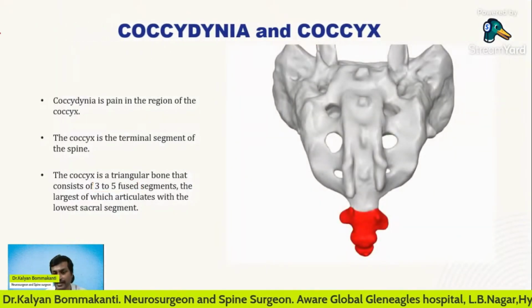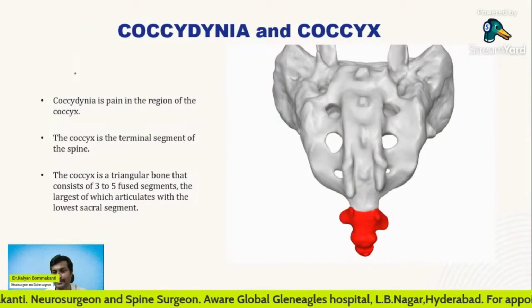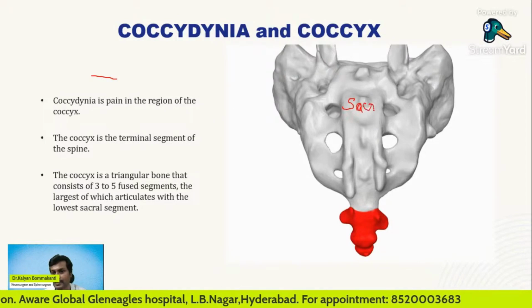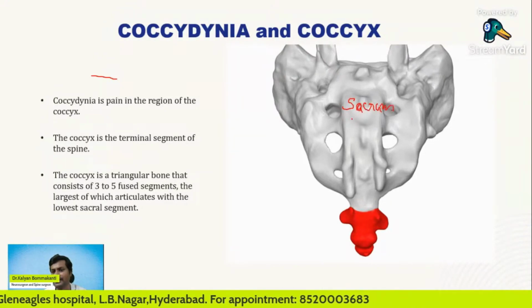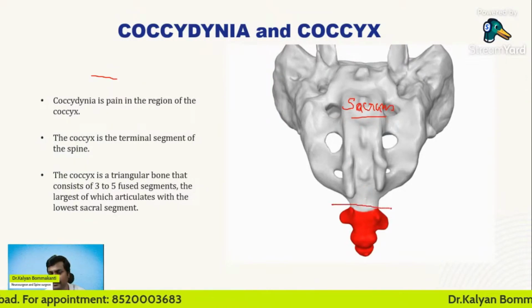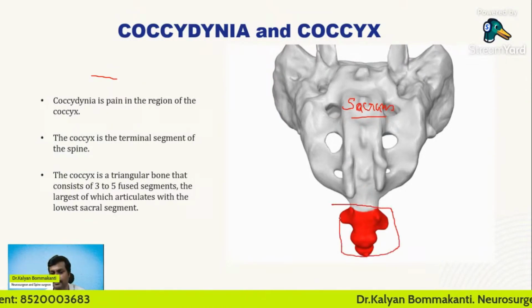This is still a zoomed out view. This is known as our sacrum. This is a portion of the bone which is just above the coccyx. And this terminal piece of bone is known as the coccyx.